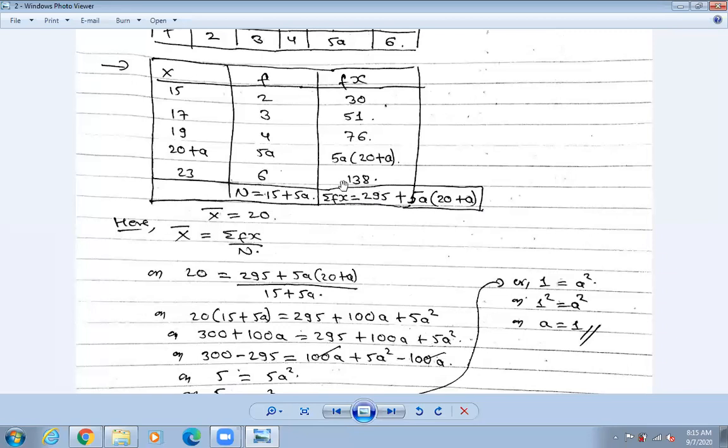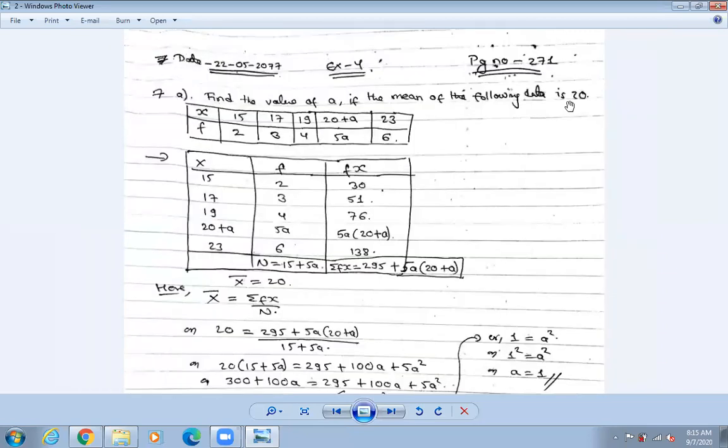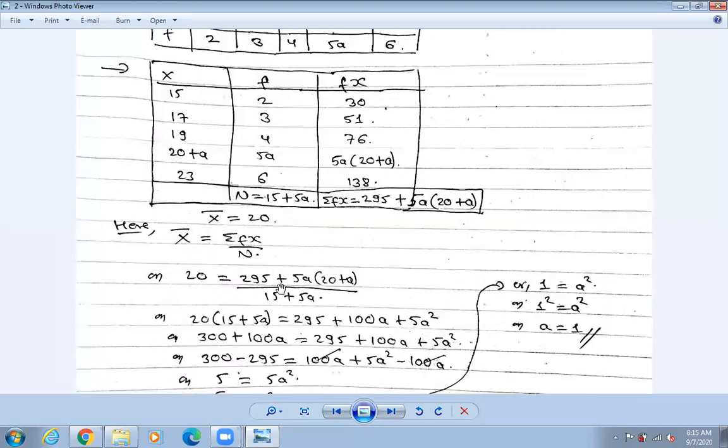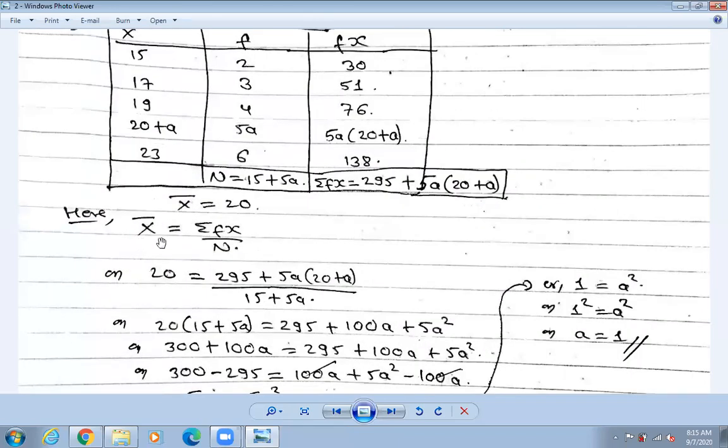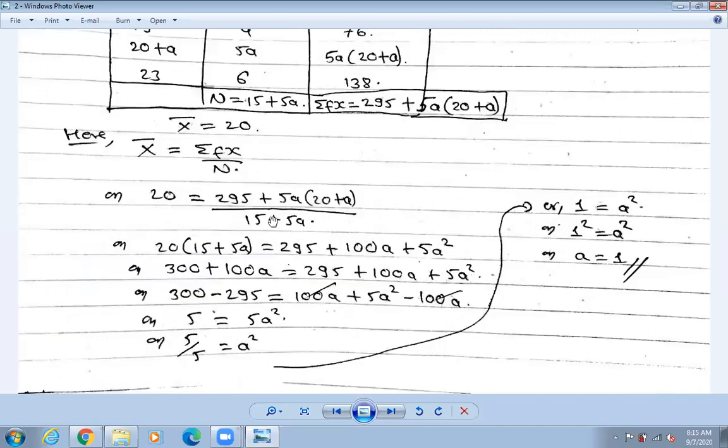And the value of mean is already given. The mean of the following data is 20. Mean is 20. The formula of mean is summation fx by n. So 20 equals summation fx, which is 295 plus 5a bracket 20 plus a, the same thing we are writing over here, divided by n. N means 15 plus 5a.